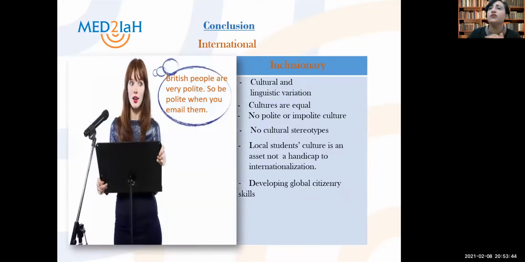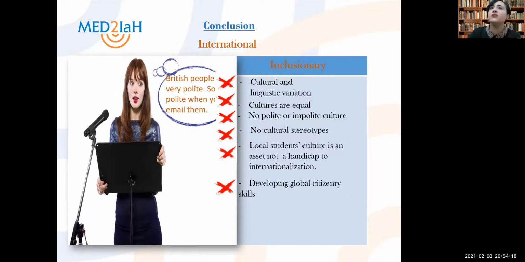Now, let us go back to the anecdote I used at the beginning. This professor who was speaking to the Tunisian students and said, British people are very polite, so be polite when you email them. And I asked you if this is internationalization. Now, I think she adopted the universal meaning of international. That's why she made all these mistakes. No cultural or linguistic variation. In her opinion, cultures are not equal.